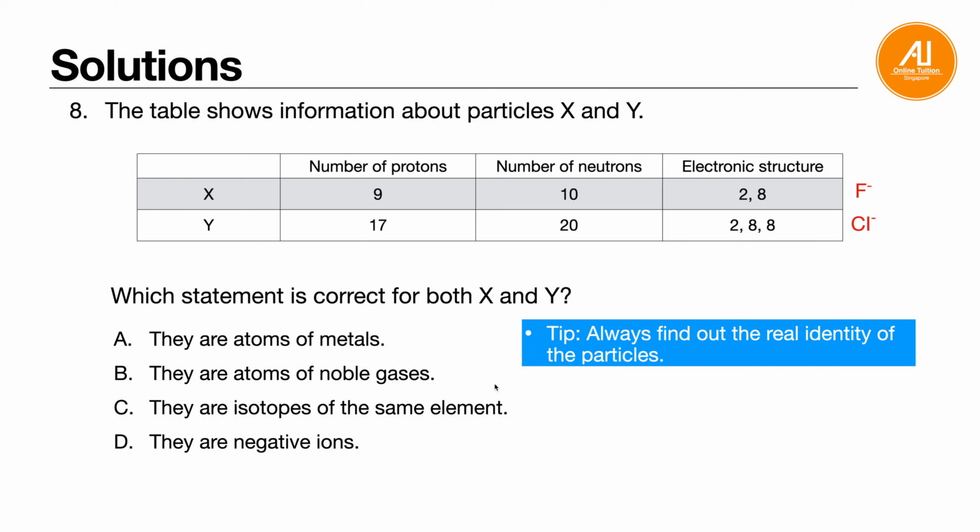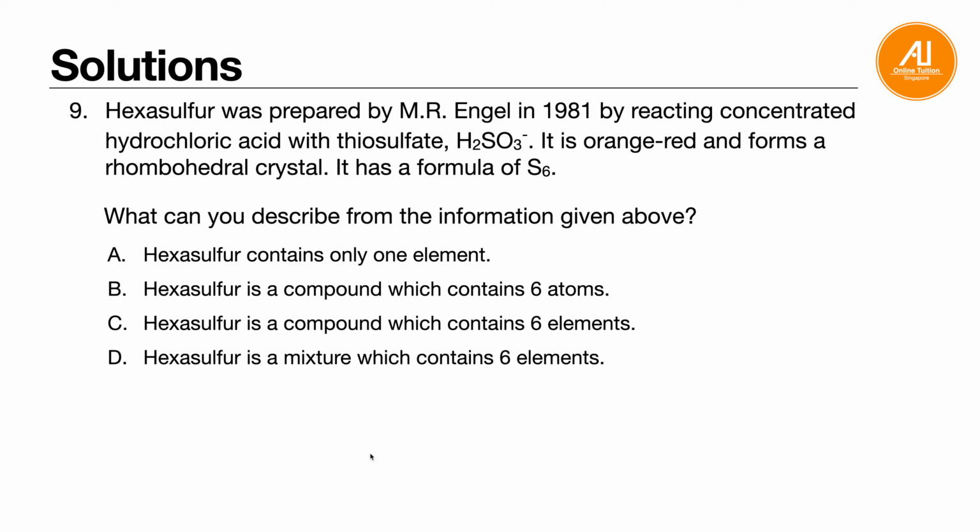If you look carefully, the only answer that makes sense will be this one. Atoms of metal will be wrong. Atoms of noble gases, wrong, they are halogens. Isotopes of the same element, they are obviously different elements, wrong. Negative ion, that's the only one. Answer 8B.